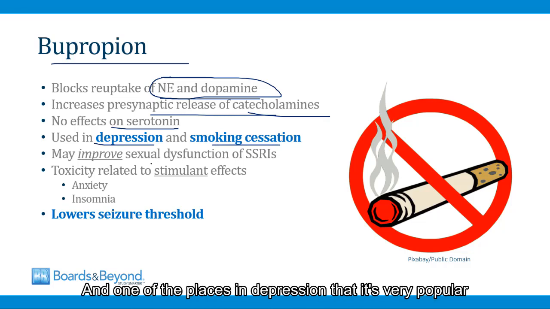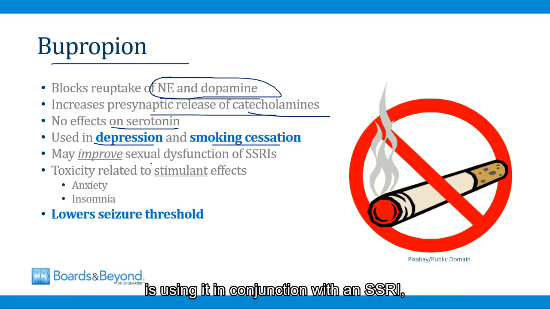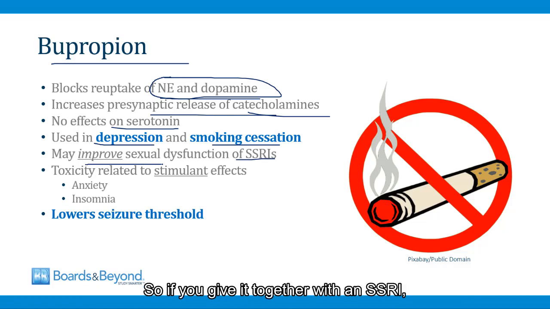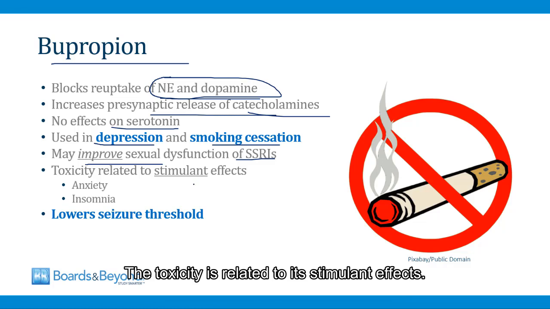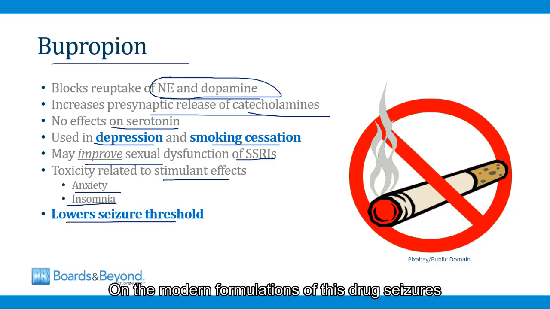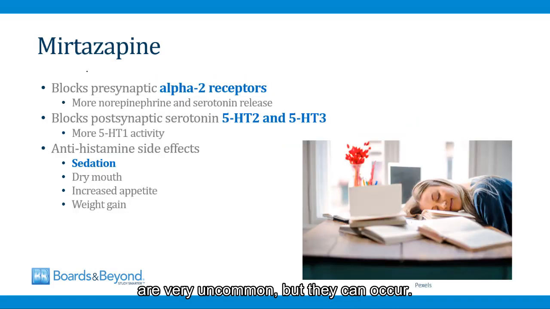And one of the places in depression that it's very popular is using it in conjunction with an SSRI. Bupropion can improve the sexual dysfunction of SSRIs. So if you give it together with an SSRI, patients have better sexual function. The toxicity is related to its stimulant effects. It can cause anxiety or insomnia. And then it's also famous for lowering the threshold for seizures. On the modern formulations of this drug, seizures are very uncommon, but they can occur.